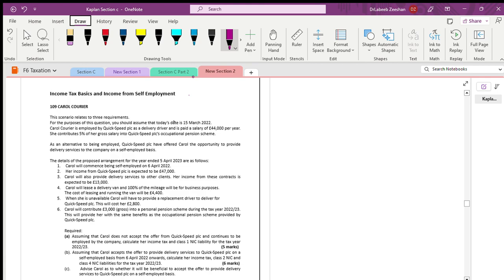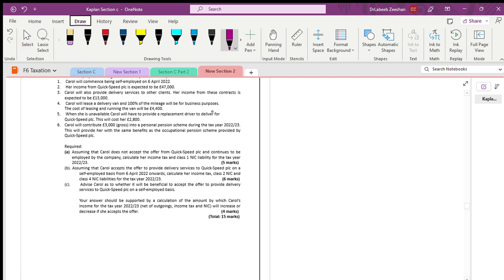Today we are going to do F6 UK taxation, applicable for the examinations from June 2023 to March 2024, financial assessment year 2022. This is the problem question with respect to section C. It is from income tax basics and income from self-employment.